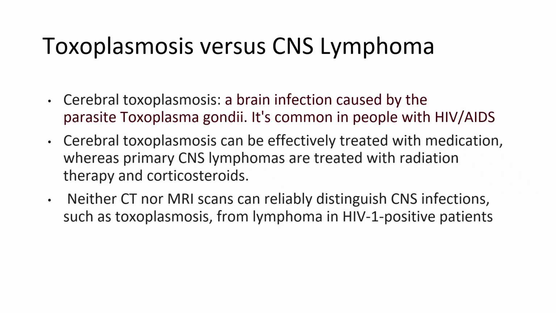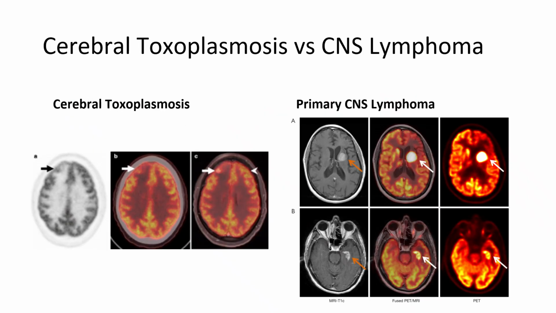So they're more susceptible to parasites and stuff that people who are not HIV or AIDS positive would be susceptible to. Cerebral toxoplasmosis can be effectively treated with medication, whereas primary CNS lymphomas are treated with radiation therapy and steroids. Neither CT nor MRI can distinguish between CNS infections and lymphoma, but FDG scans can. And so we are the primary imaging modality for that.